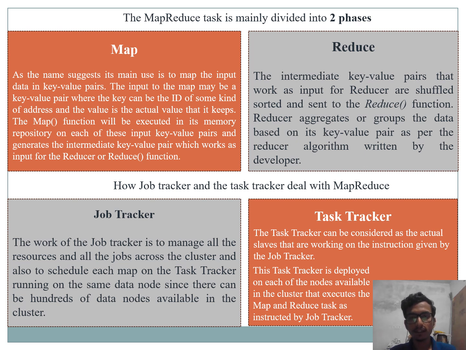Then, as I said, there are two components, that are job tracker and task tracker. The job tracker is nothing but the boss in an organization, and the task tracker is someone like an employee who actually does the work. The job tracker keeps an eye on the task tracker, and the task tracker actually performs the work.